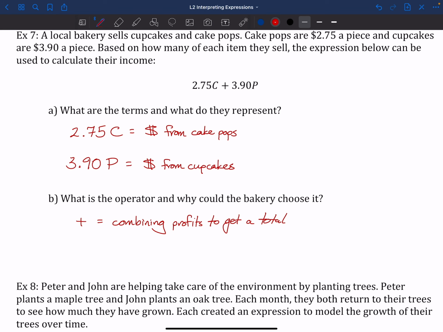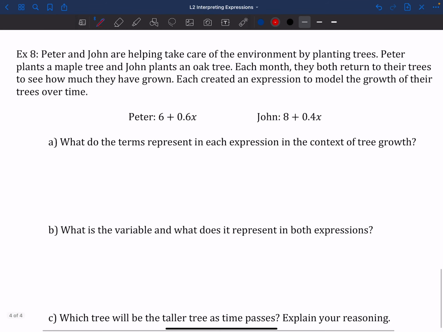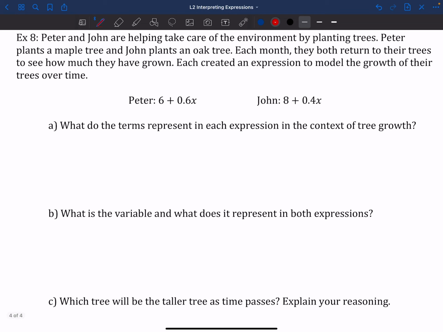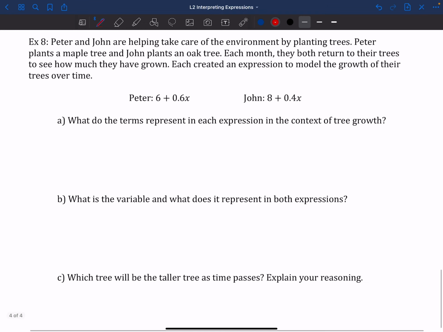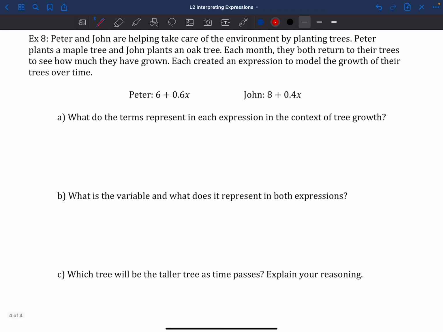All right. The last one. Peter and John are helping take care of the environment by planting trees. Peter plants a maple tree. John plants an oak tree. Each month, they both return to their trees to see how much they've grown. They each create an expression to model the growth of their trees over time. So what do the terms represent in each expression in the context of growing trees?